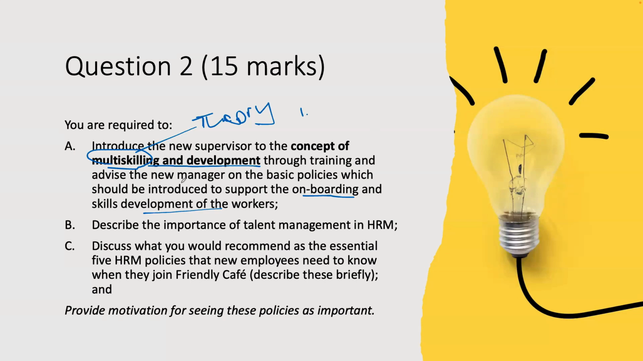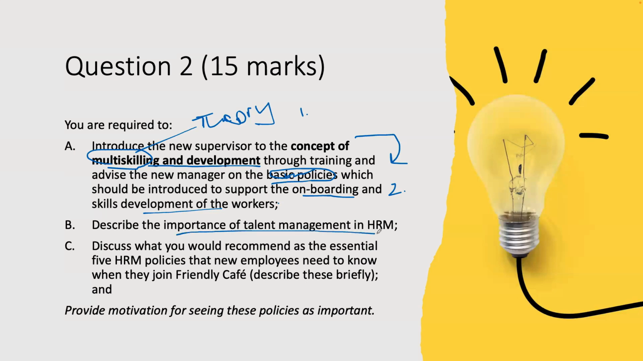And then the next thing you need to do is advise the new manager on the basic policies which should be introduced to support the onboarding and skill development of workers. So once you've explained multi-skilling, you will then go into policies or suggestions, really. That's why I don't like this word as well. So it's explain multi-skilling, and the next part of your answer is suggestions on onboarding and skills development for workers. That's all you need to do. So the theory of multi-skilling, and then the second part is onboarding and skills development.